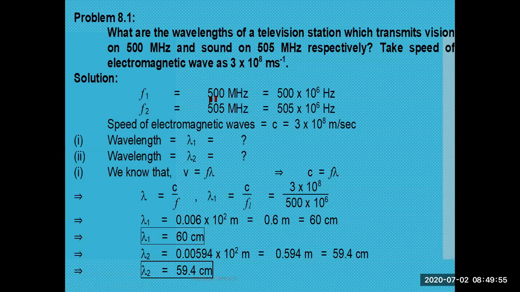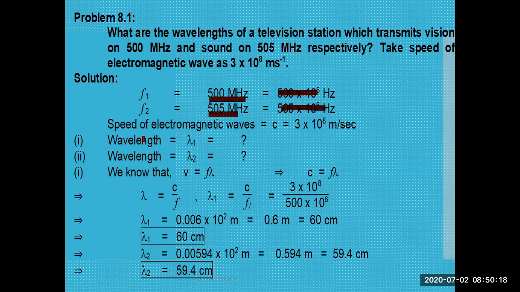The frequency of the VHF is 500 megahertz. It is basically 500 multiplied by 10 raised to power 6 hertz, and the sound frequency is 505 megahertz, that is 505 multiplied by 10 raised to power 6 hertz.